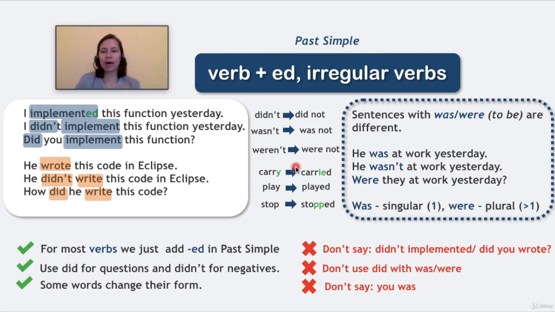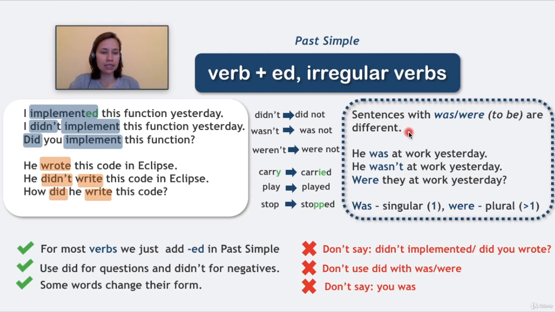Okay, so this is what happens with just verbs, right? But sometimes we need to use the verb to be, which has its own forms. And the past forms of to be are was and were, just two forms. For singular, it's was, and for plural, it's were.